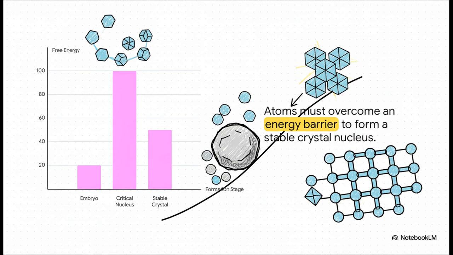And this right here visualizes the huge hurdle they have to clear. Getting a few atoms to clump together is the easy part, but for them to form a stable crystal that's actually going to grow, they have to overcome this giant energy hill to reach what's called a critical nucleus. Seriously, just think about pushing a massive boulder up a hill. It takes a ton of effort to get it to the top, but once it's there, it can roll down the other side and grow all on its own.